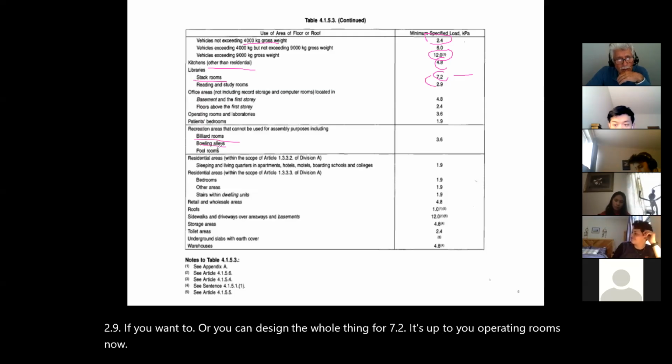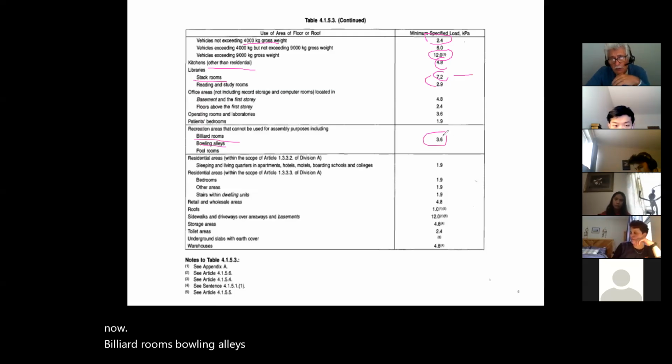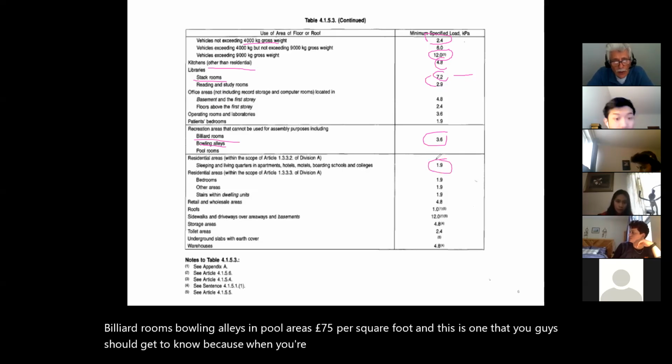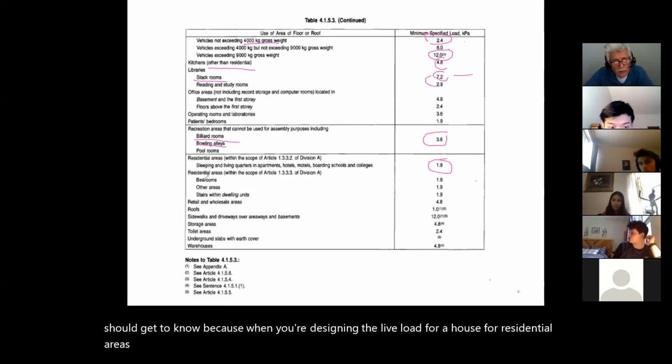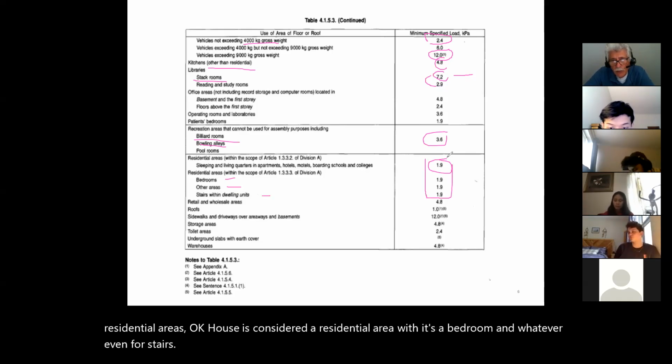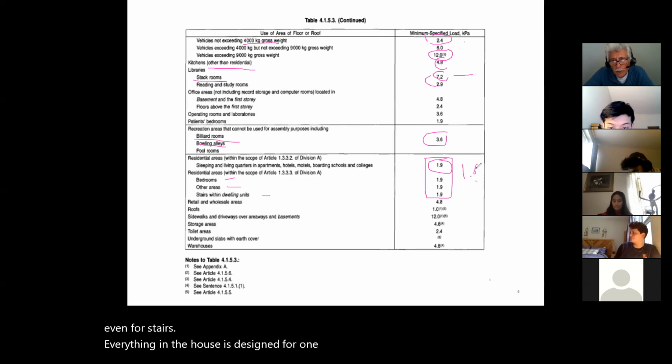Billiard rooms, bowling alleys, and pool areas, 75 pounds per square foot. And this is one that you guys should get to know, because when you're designing the live load for a house, for residential areas, a house is considered a residential area, whether it's a bedroom or whatever, even for stairs, everything in a house is designed for 1.4 kPa. So in other words, this is 40 pounds per square foot.